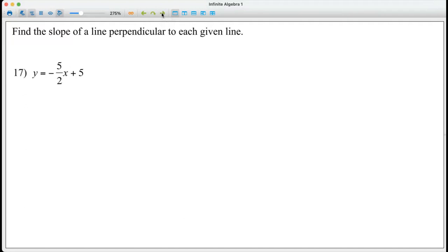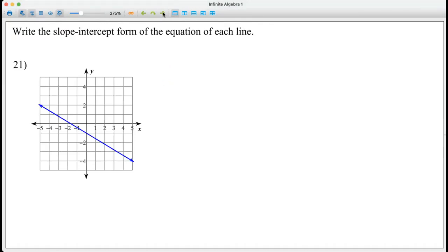And then we get to perpendicular. Remember, perpendicular is opposite reciprocals. The opposite of negative is positive, and then the reciprocal means take the fraction and flip it. So 2 over 5 would be the opposite reciprocal of negative 5 over 2. So the slope of the line that's perpendicular to this given line here is 2/5. Once again, if you're perpendicular to a vertical line, you're horizontal, and all horizontal lines have a slope of 0.